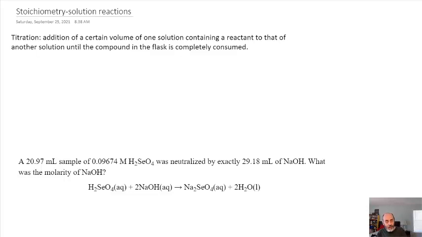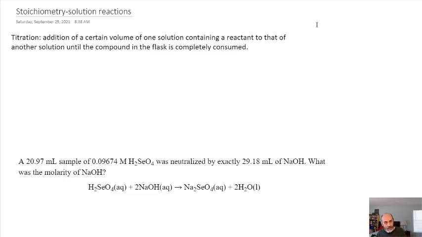So, one way of doing a reaction is something called a titration, where we take a certain amount of one solution and put it into a flask, and then into a burette or some other device where we can measure volume exactly. We add the second solution until we just consumed everything from that first compound that's in the first solution. That we call a titration.